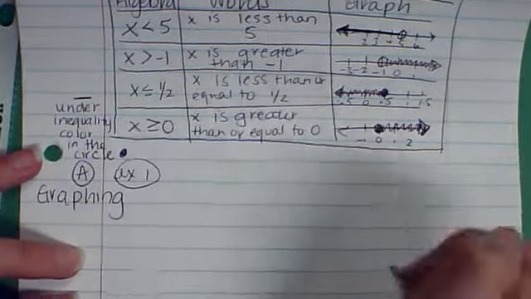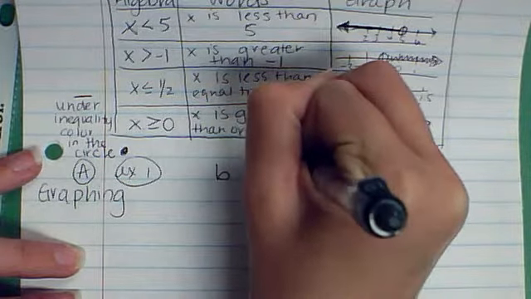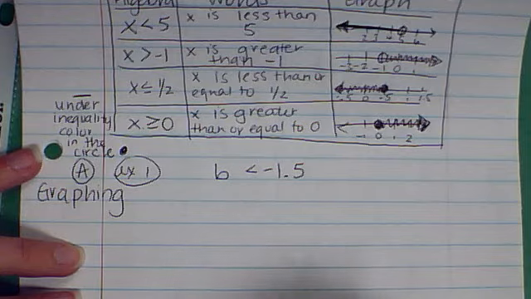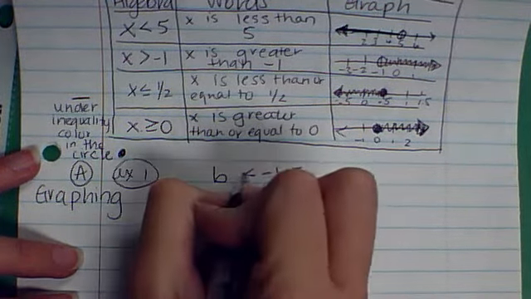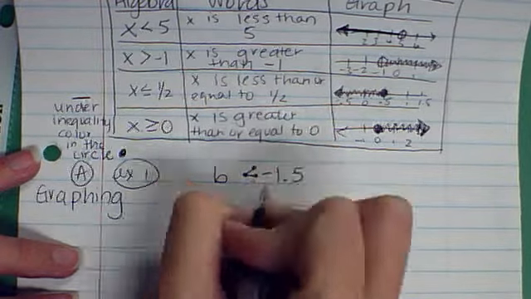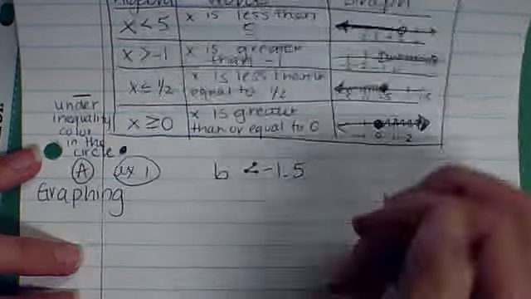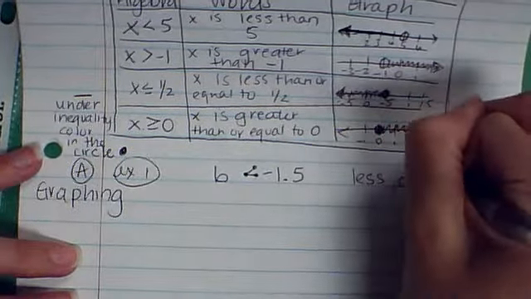Example number 1. B is less than negative 1.5. Okay, the first thing we want to figure out is it less or is it greater? This is the way to see it if you haven't memorized these. 1 is less than 2. See how I draw those dots? 1 is less than 2, right? So we know it's less. There's no line under, so it's going to be an open circle.